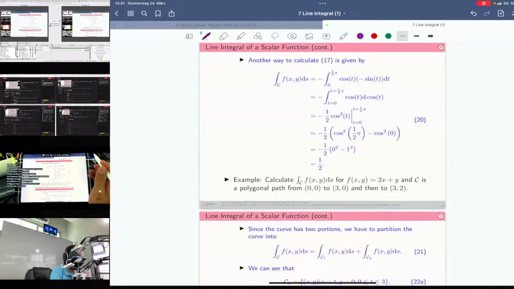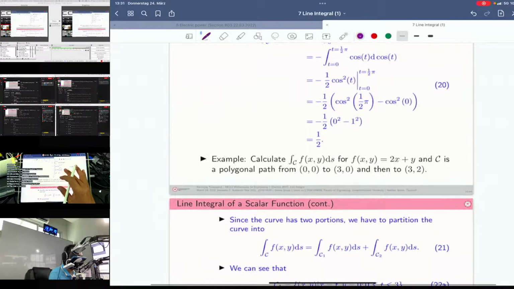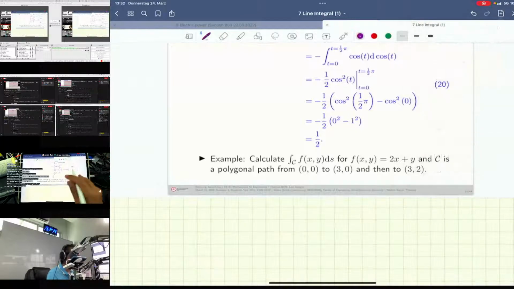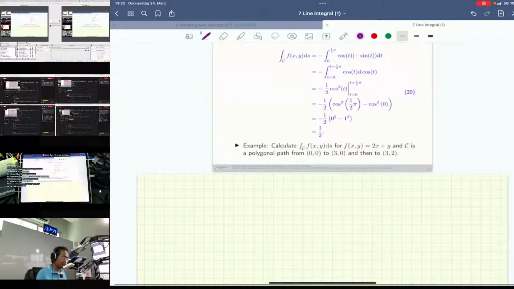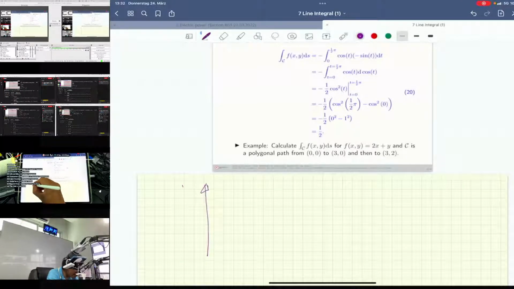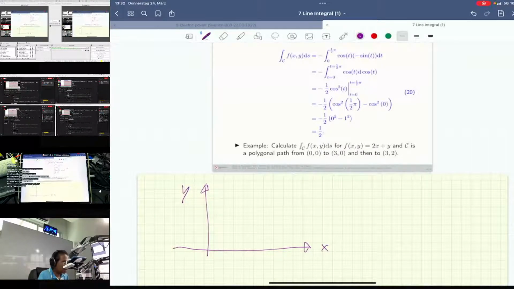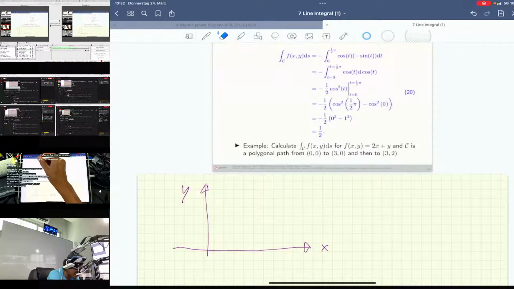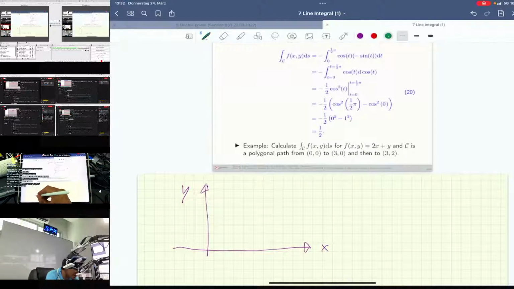You know that poly means several, right? And gonal means you have different angles. Okay, let's draw the path of the integration. This is the y-axis. This is the x-axis, right? The first location is 0, 0. So this point, that's 0, 0.